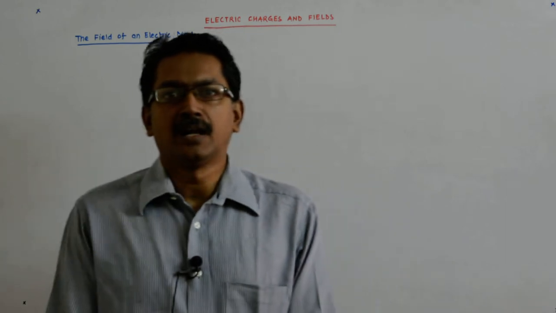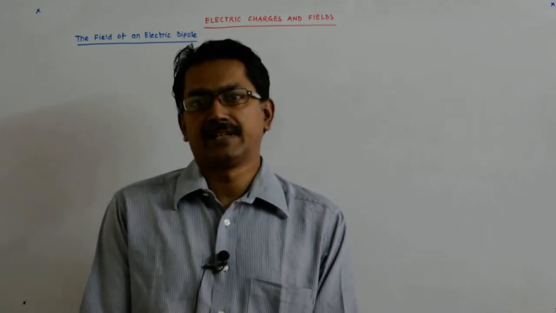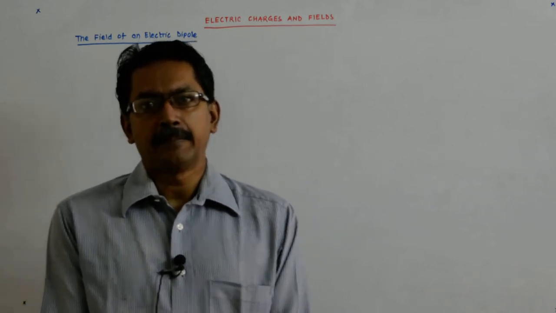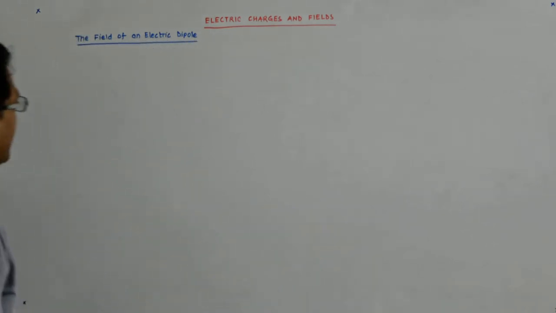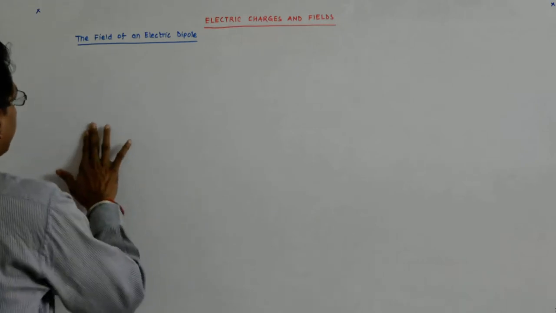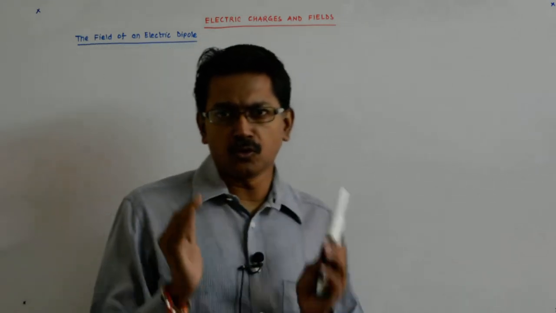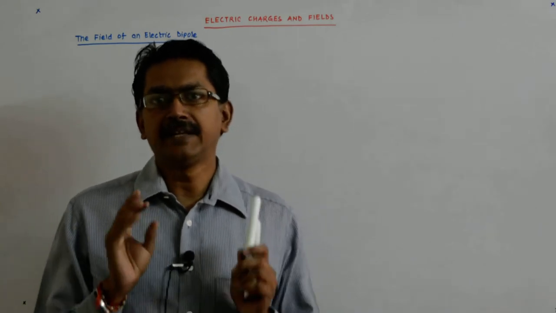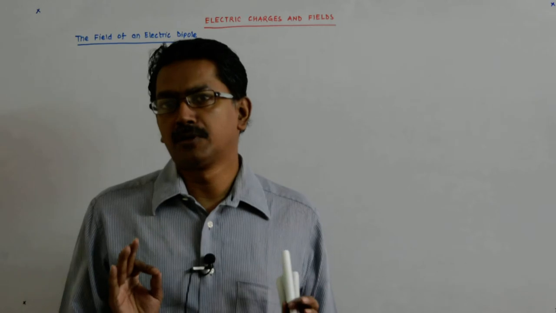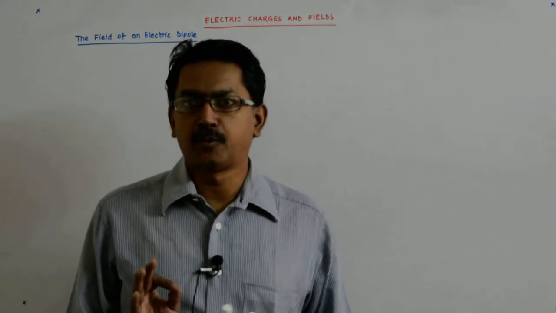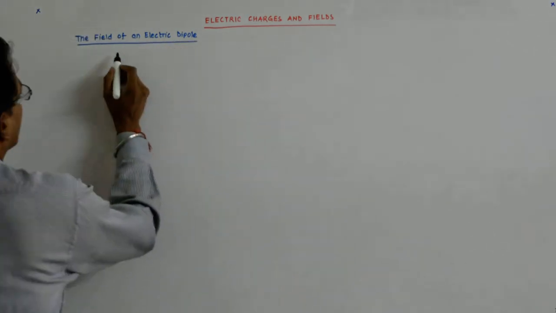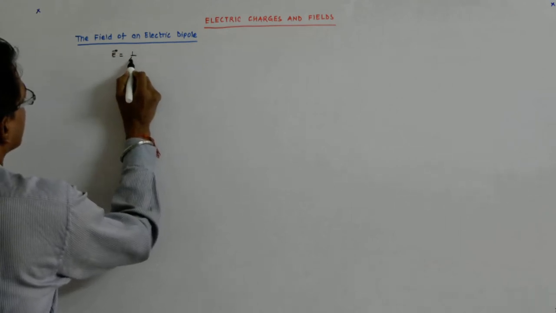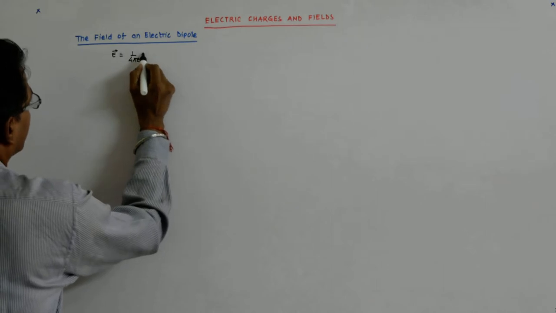Now, we come to the field of an electric dipole. We have seen what a dipole is. Now we try to find out what the field is. And since we know that the dipole is nothing but two point charges, we'll keep on applying the formula for the field at a point, right? So the formula for the field at a point is this. 1 upon 4 pi epsilon naught.